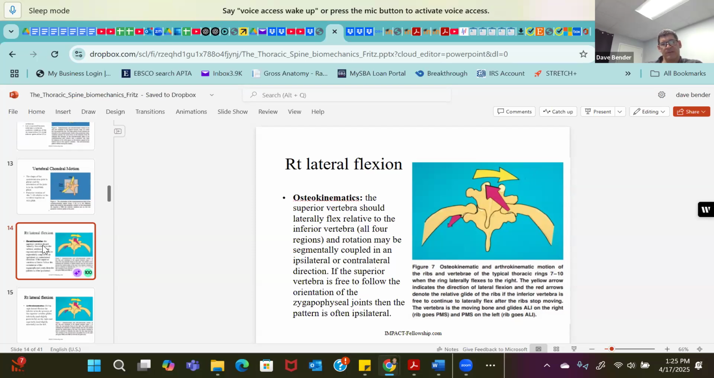And again, what they talk about here is if the superior vertebra is free to allow for the orientation of the zygapophyseal joint, then most commonly it's going to be ipsilateral. So if there's nothing restricted or limiting the zygapophyseal joint, they'll talk about typically that this will be a coupled pattern.